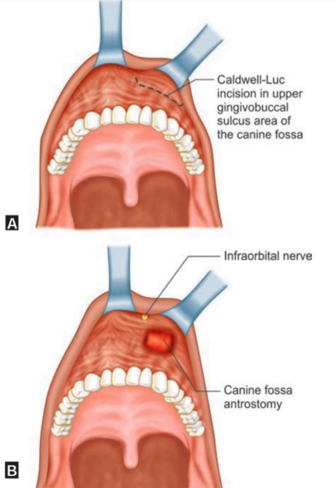Mucoperiosteal flap. Periosteum elevator is used for elevating the periosteum and soft tissues. The mucoperiosteal flap is raised superiorly up to the level of infraorbital nerve, which should not be stretched and damaged.